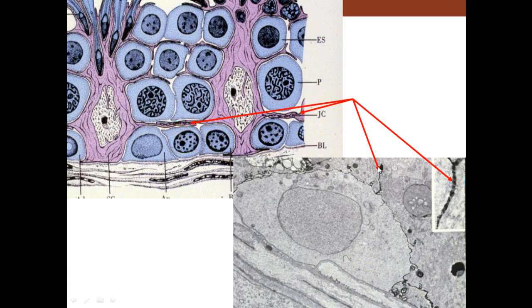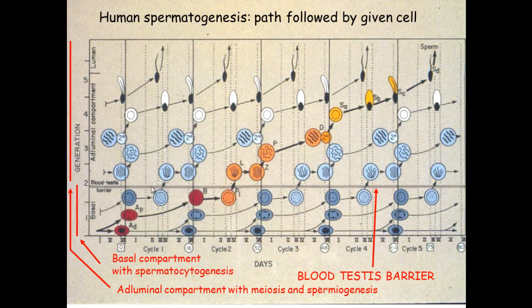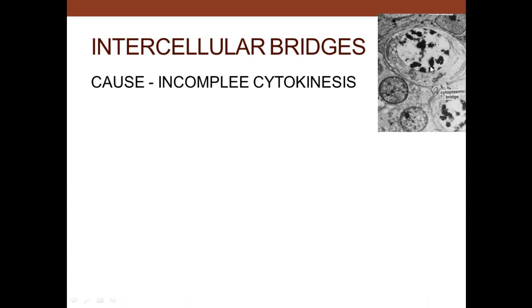And you can see the blood testis barrier here and here. It's above the spermatogonia for the spermatocytes and spermatids. And here you can see in our scheme of the developing cell, they first start out outside the barrier, and then they're inside the barrier. The preleptotene is what migrates through, and then you get the leptotene, pachytene, zygotene, and then you have spermiogenesis, ultimately to release sperm.